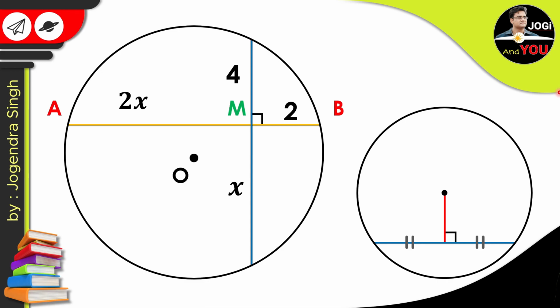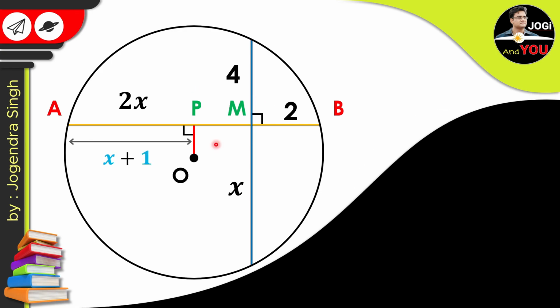So I'm drawing a perpendicular in the center to the upper direction on the yellow chord AB. So as per the concept, the left side will be equal to the right side. AP is equal to PB. But what is the exact length? The total chord is the sum of both, 2x plus 2. So if we halve the total 2x plus 2, then we have the left side. So what we do is 2x plus 2 divided by 2, which is x plus 1.